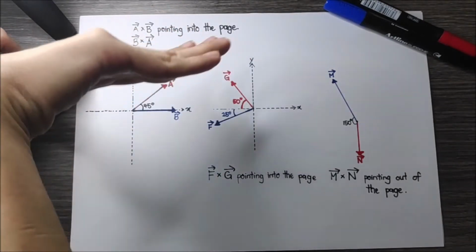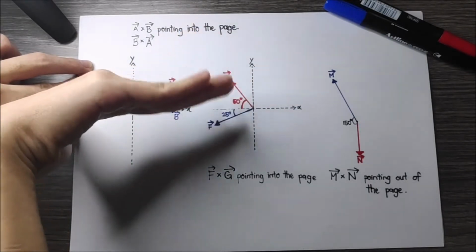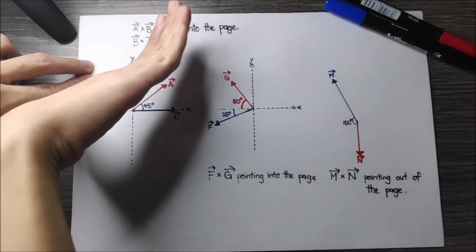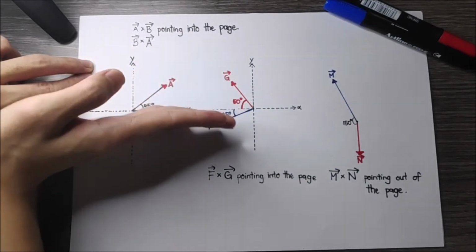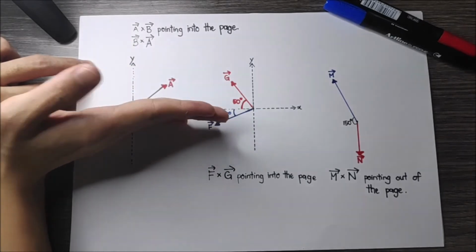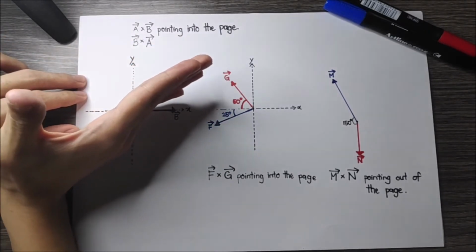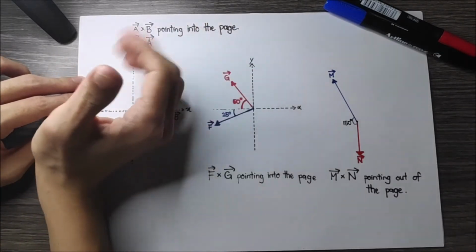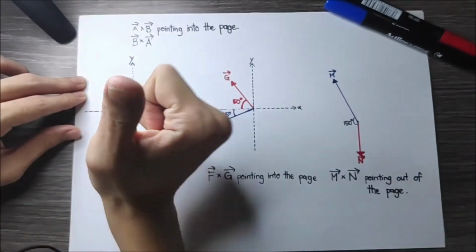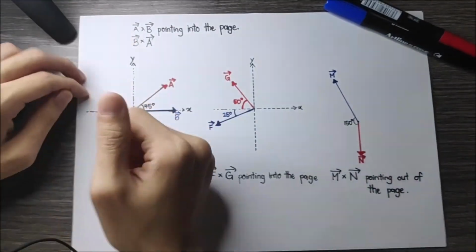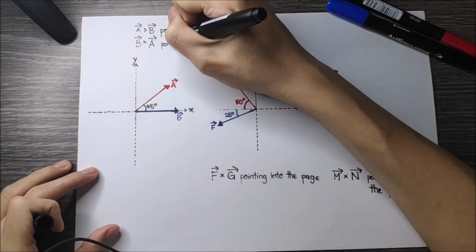If we position our hand wrongly, we can't really swing to A. That's not the natural way of swinging from B to A. This is the much more natural way of bending our fingers so that we can go from B to A. Once we check that it's correct, the position of our thumb indicates the direction of the vector product, and the direction is pointing out of the page. So here you can see B cross A is pointing out of the page.